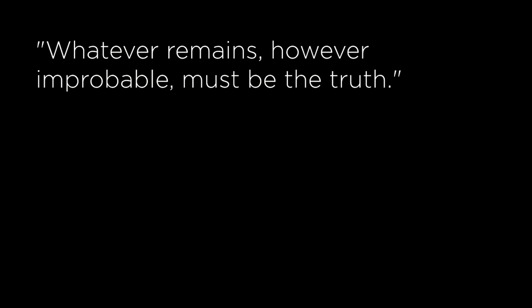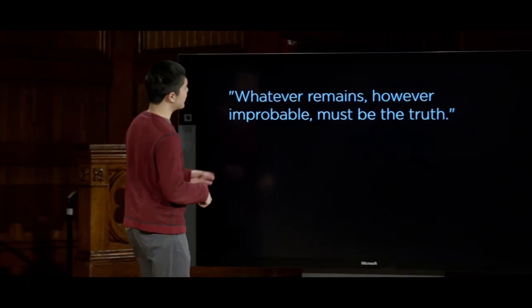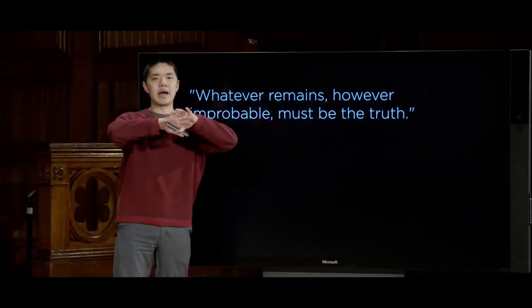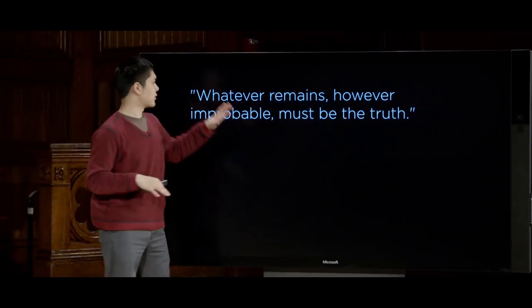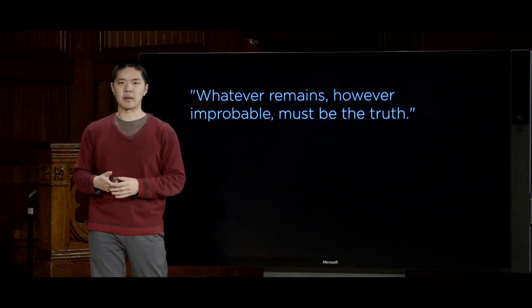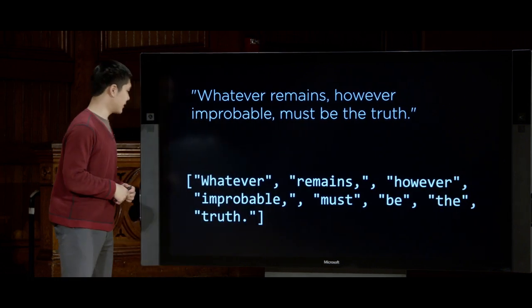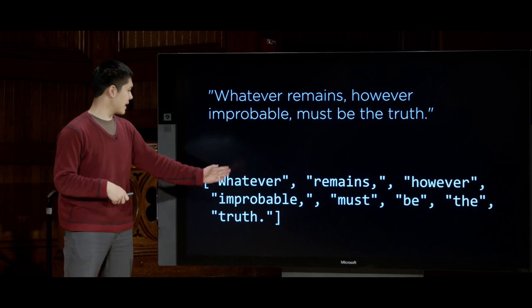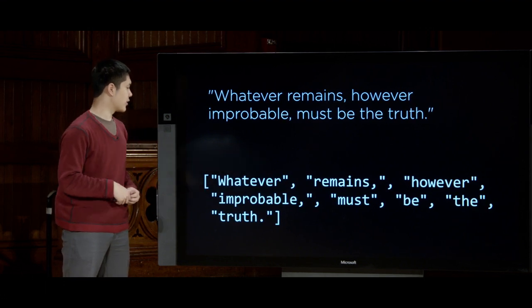And so if I had a sentence like, "Whatever remains, however improbable, must be the truth," how would I tokenize this? Well, the naive approach is just to say, anytime you see a space, go ahead and split it up. We're going to split up this particular string just by looking for spaces. And what we get when we do that is a sentence like this. Whatever remains, however improbable, must be the truth.